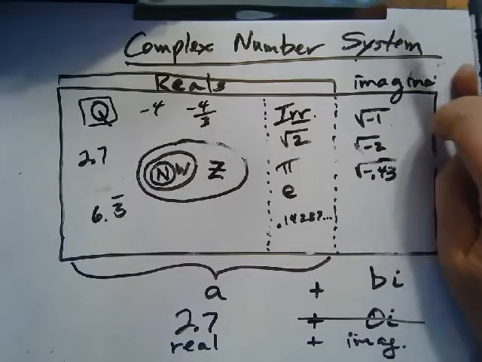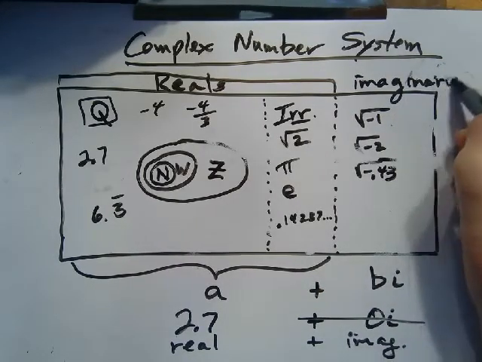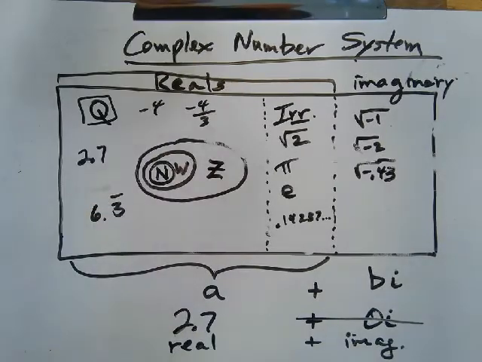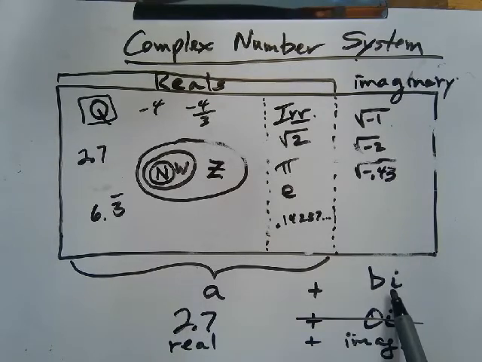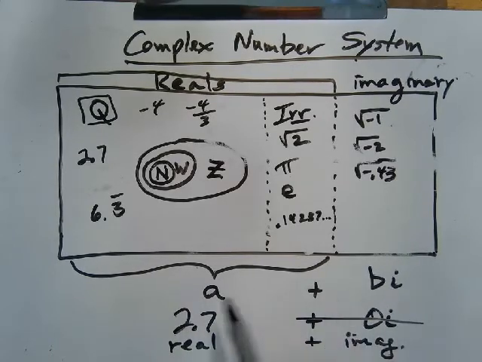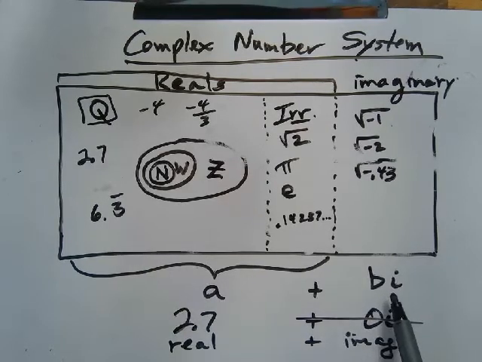Not imagination, imaginary, okay? And so now when we talk about the complex number system, it's this combination of the real part plus the imaginary part, okay? These are numbers that have to be stated separately because part of that number is a real number, part of that number is an imaginary number. So, for example, let's take a look at what one typical problem might be.